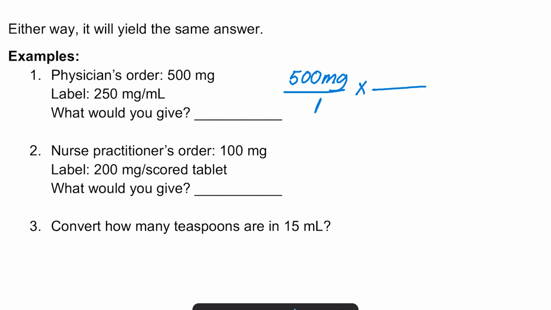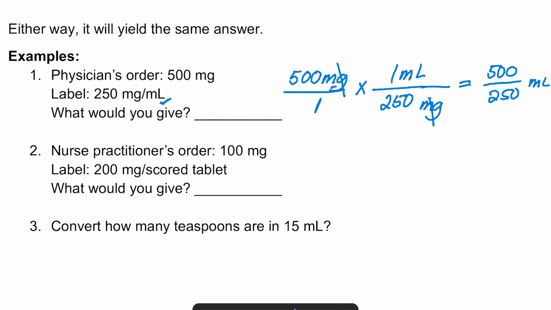How is it supplied? I know that I want to cancel milligrams, therefore I have to put something in milligrams here. So looking at the label, what do we have there? It says 250 milligrams, and so automatically I know from here that this is 1 ml, because I want to cancel this and this to come up with my final answer. So 500 over 250, right? 500 divided by 250 ml, that would be 2 ml.